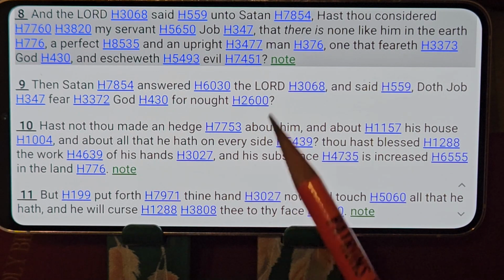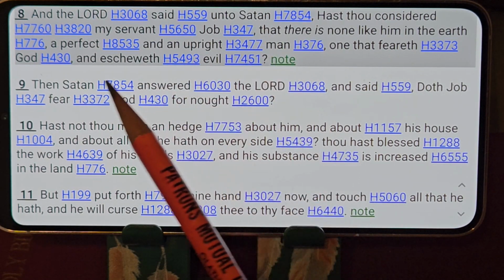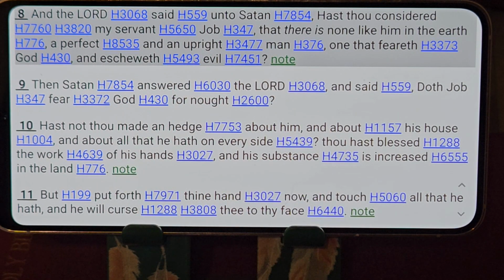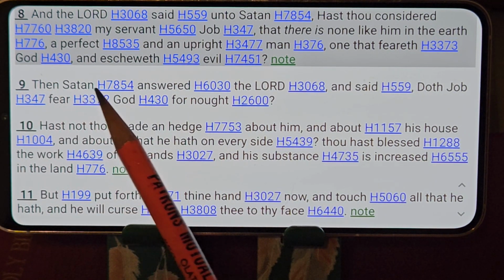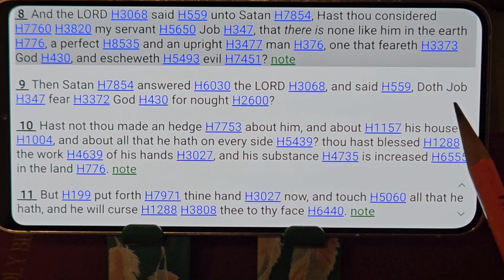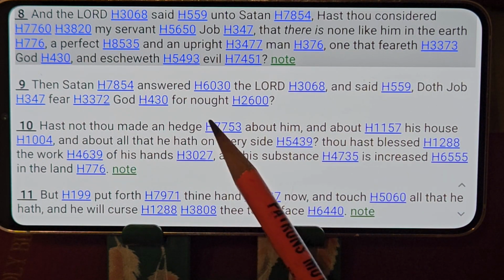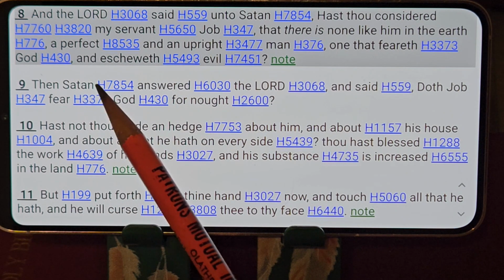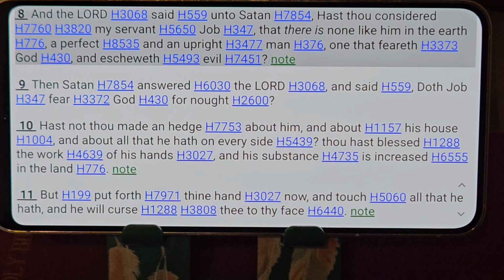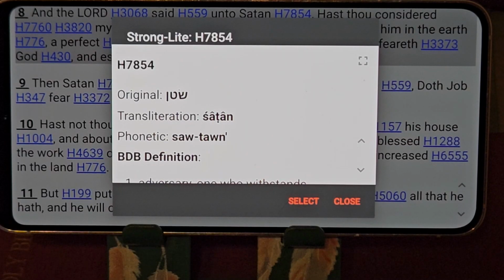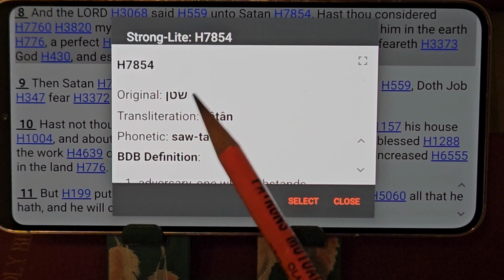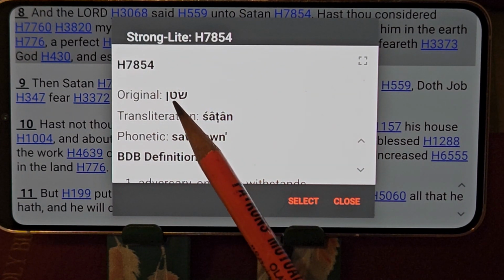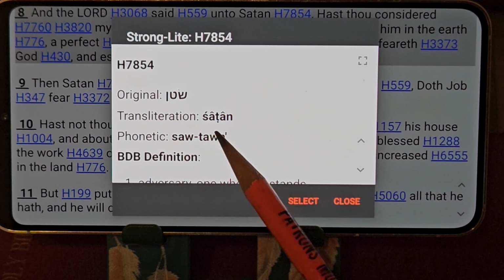And here we see the word Satan appearing several times in the book of Job. Chapter 1, verse 9 says, "Then Satan answered the Lord and said, Doth Job fear God for naught?" And so we see Satan here as Hebrew word 7854. So here we see the word Satan in the Hebrew dictionary. It is Shin, Tet, Nun, Satan.